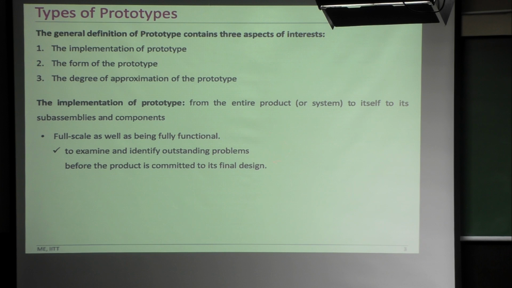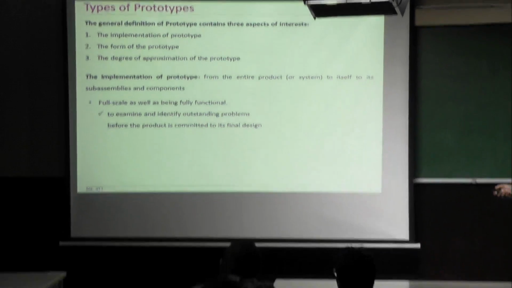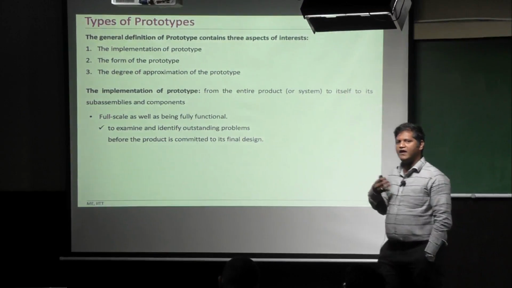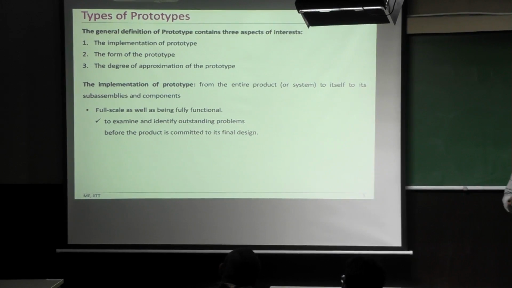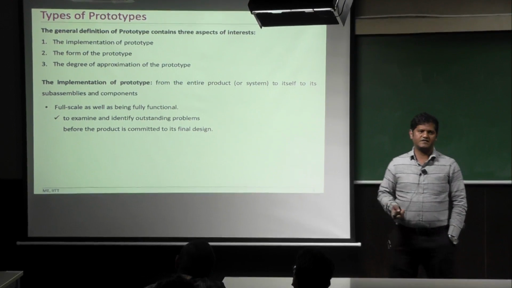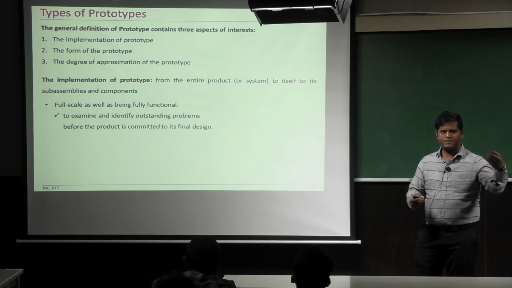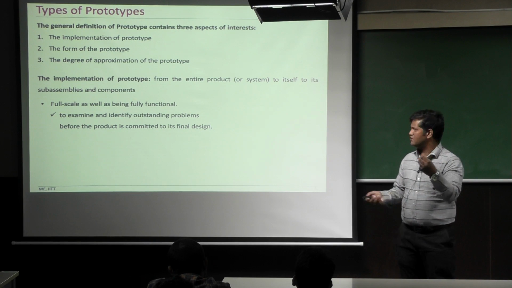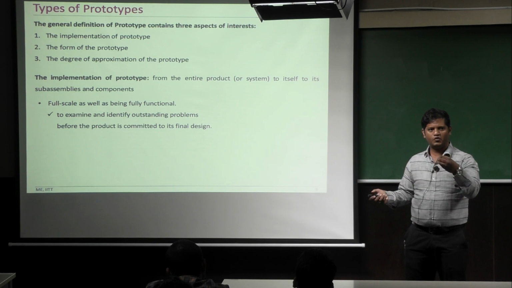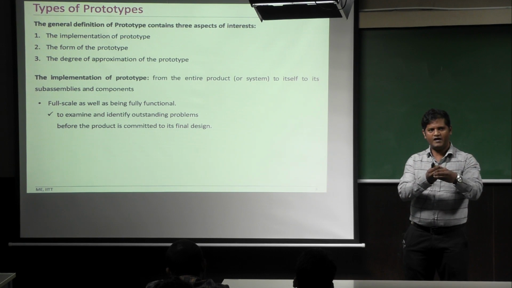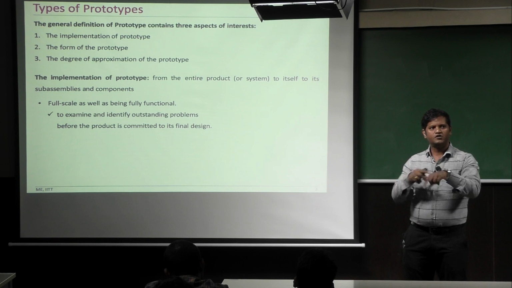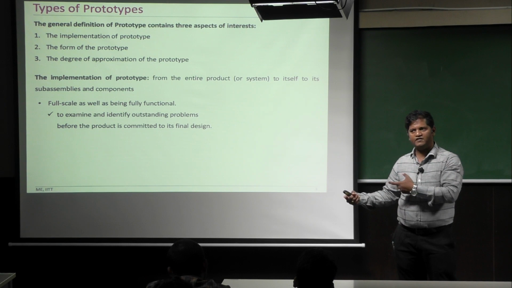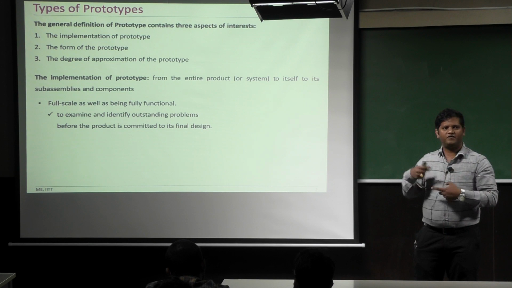In case of a full scale functional model, it can be used to examine if there are any outstanding or unaddressed problems corresponding to the product before finalizing the design. So once the design is made, the prototype is made. If it is a full scale functional prototype, they test it, and if there are any modifications to be done or problems unaddressed, those will be addressed and the design will be remodified, and this will continue till the design is finalized.